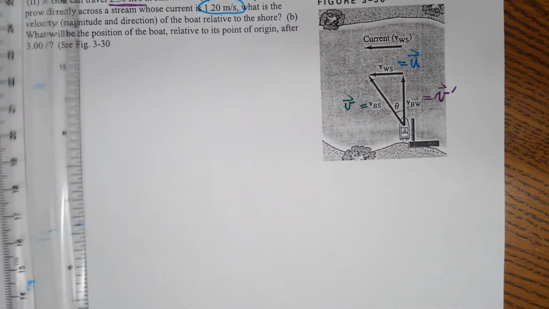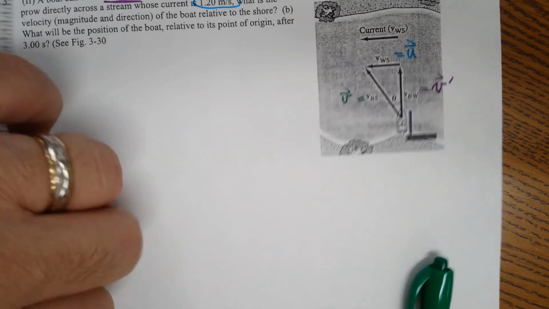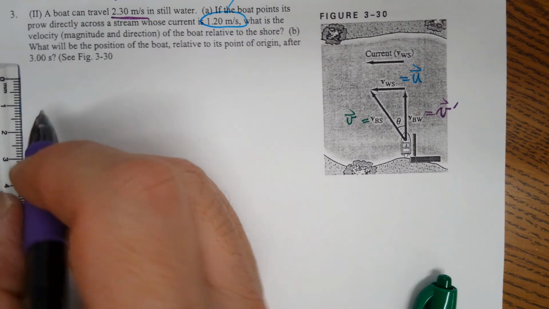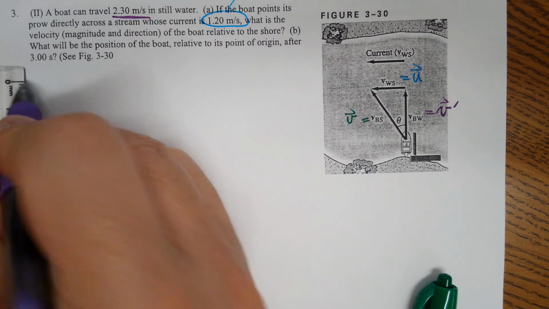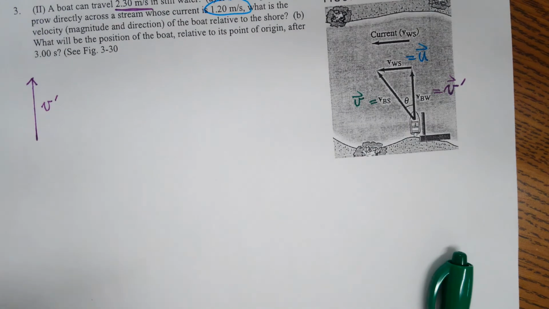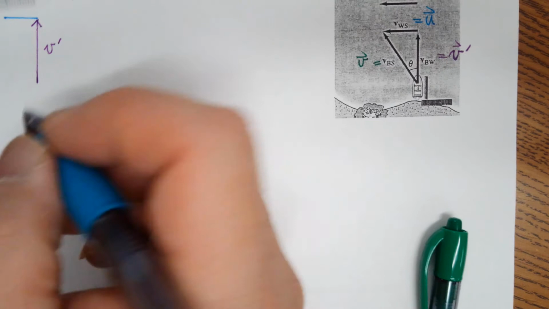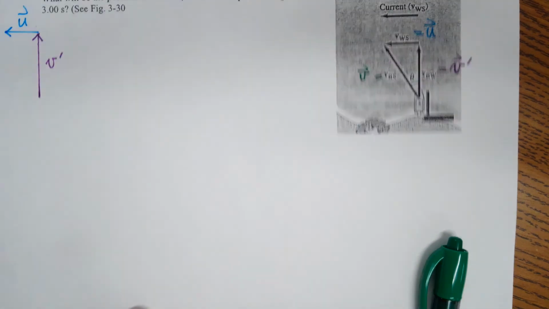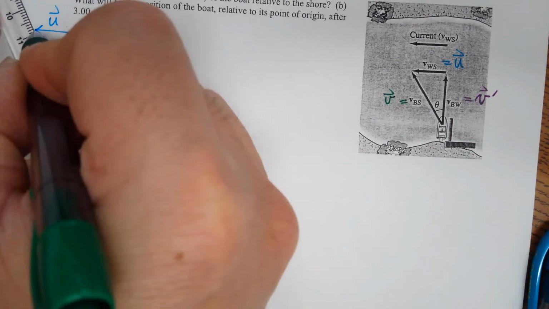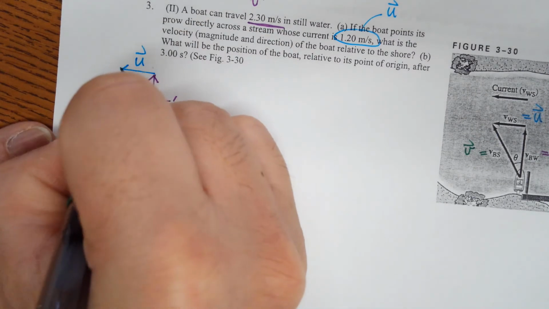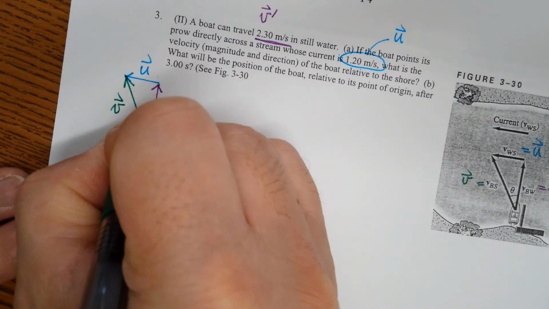So if I were to draw this thing out, here's my V prime. Let's see if I can draw this thing out. So here's my V prime, and here's my U. Okay, here's my U. And here's my V. And they want us to find this theta here, right here. Okay.